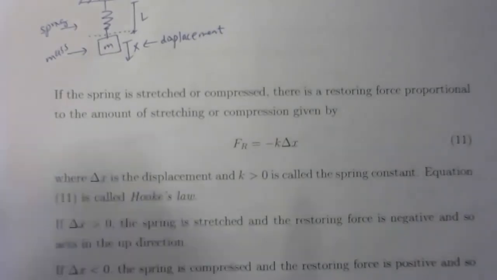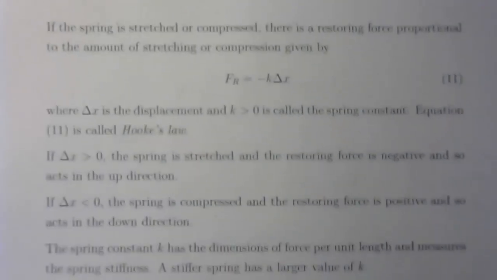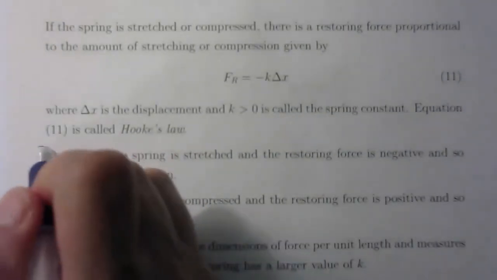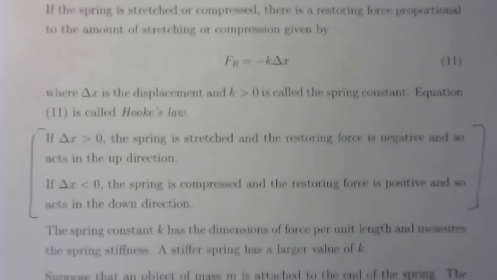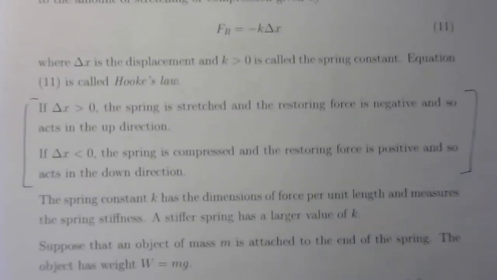And then when the spring is compressed, so delta x is negative and the mass is pushed up, the restoring force is positive, and so it pushes the mass back down. So restoring force is always in the opposite direction of the displacement. So the spring constant has units. It's dimensions of force per unit length, like newtons per meter, and it measures the stiffness. So the larger the k, the stiffer the spring.